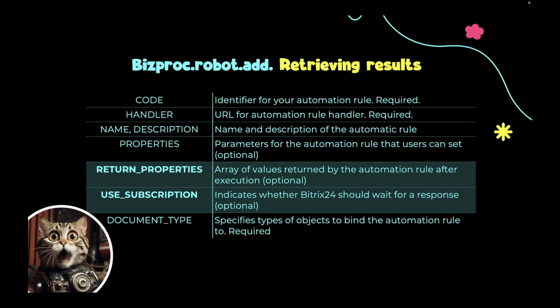When registering an automation rule, we use the return properties parameter to specify the data our rule will return. It's crucial to set the use subscription parameter to Y so that Bitrix24 waits for a response with data after calling our automation rule. Back to our case study on integrating with an external accounting system. Let's consider a scenario where we not only generate an external invoice through the automation rule, but also create a corresponding PDF file. Naturally, having information about the generated PDF file in Bitrix24 would be valuable for us.